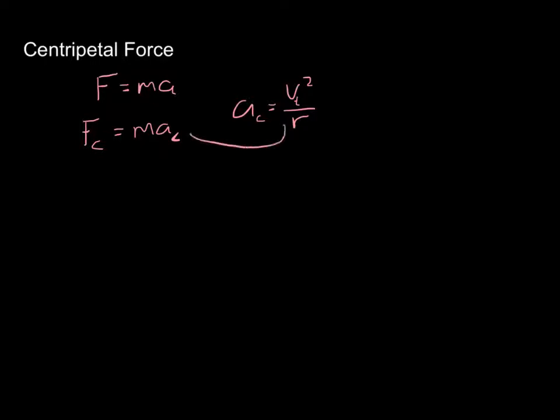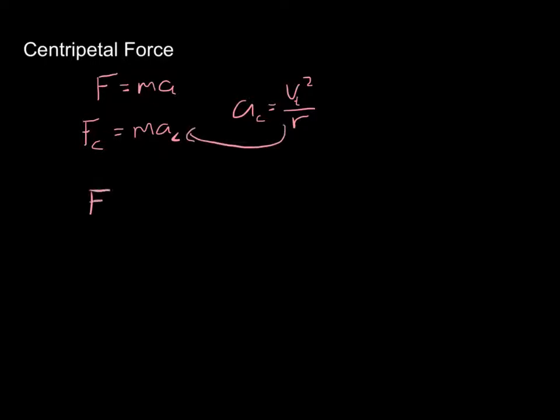When calculating centripetal force, we want to think back to our normal way of calculating force. Newton's second law told us that force was equal to mass times acceleration. Well, if we want to calculate a centripetal force, that's just mass times centripetal acceleration. And we also had the equation that centripetal acceleration was equal to our tangential velocity squared over r. So we'll go ahead and substitute that in.